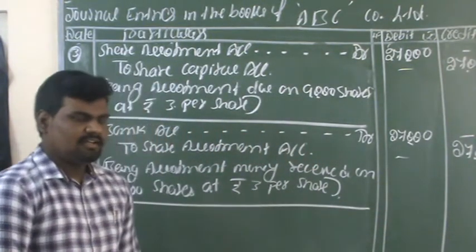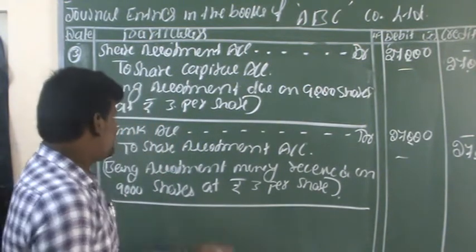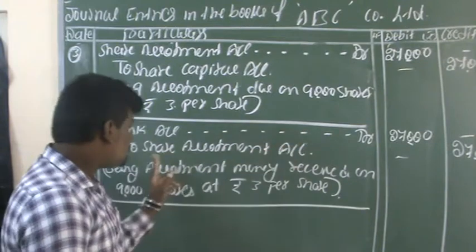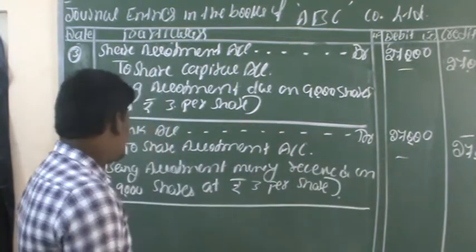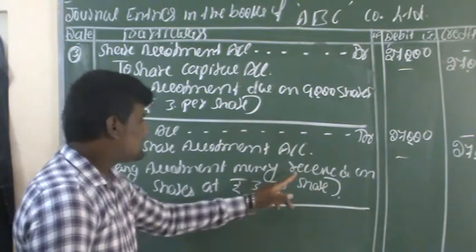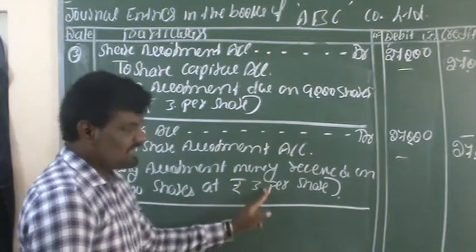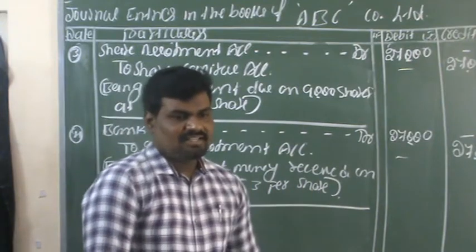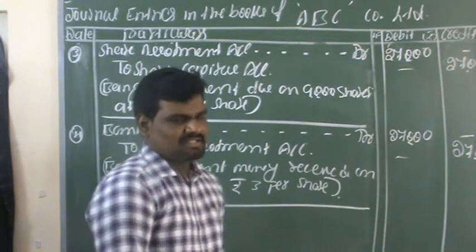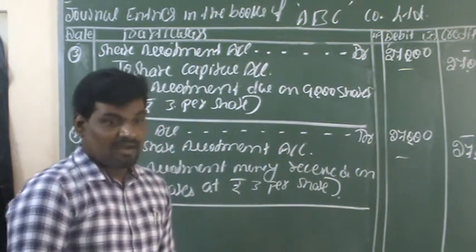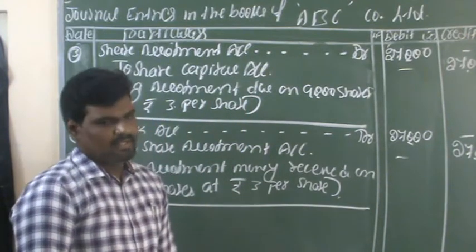The fourth entry is related to the allotment money received, which means bank account debit to share allotment account, rupees 27,000. The narration being allotment money received on 9,000 shares at rupees 3 per share. This is the narration about the fourth transaction, I mean the fourth necessary journal entry for the receipt of share allotment money.